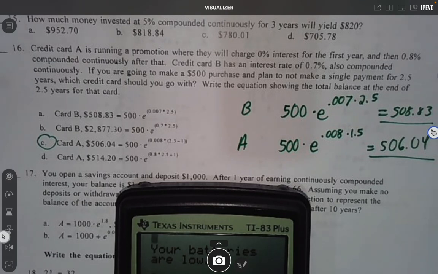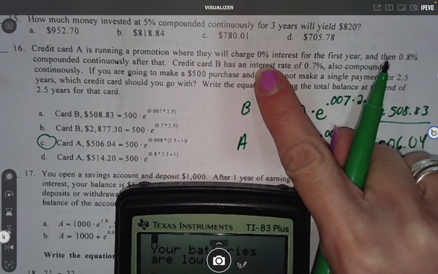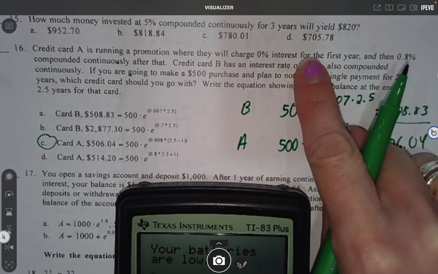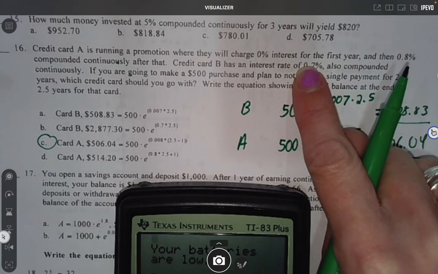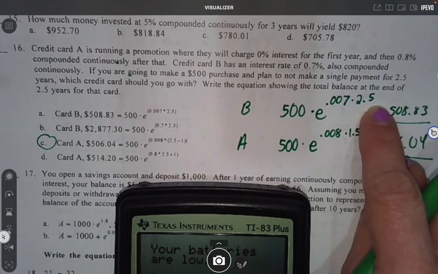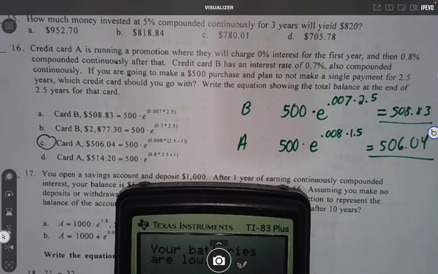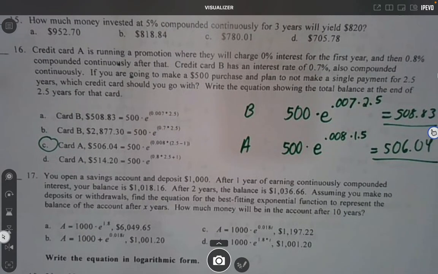Why do you need to subtract one? Because what did they say about your first year? Did they charge interest your first year? No. So they didn't charge interest for the first year. Card B charged interest for 2.5 years. Card A only charged interest for 1.5 years. That's why. All right, so we're good? Let's see what's next.